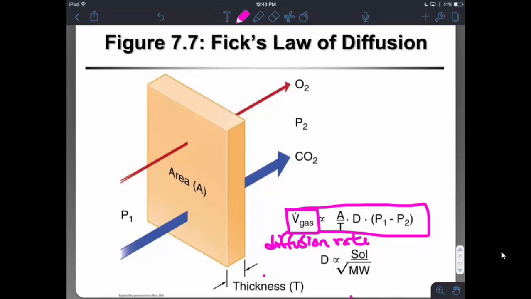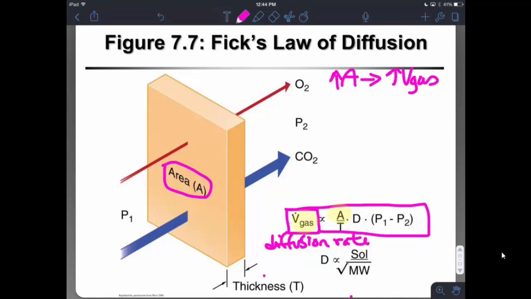So there are three factors here: A, D, and P1 minus P2. A stands for area. This is the diffusion area, and you can see in this formula that area is directly proportional to the gas diffusion rate. What that tells us is that if there's more area, you're going to have a greater diffusion rate. The area is the area of the respiratory membrane, or the diffusion membrane.